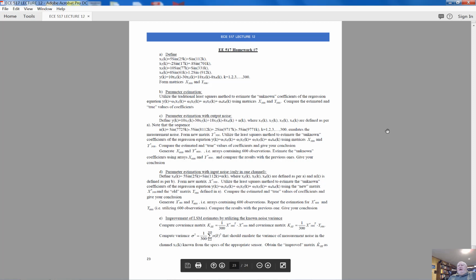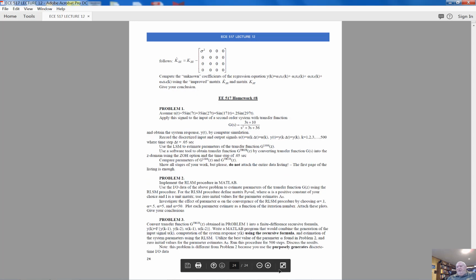And then, of course, I want to offer you homework number 7, and you have to read through this homework. It would require you to use some MATLAB programming, and I think that it is doable for people in this class. And then you can take a look at another homework assignment, number 8, that also requires you to work with the RLSM procedure, perhaps get some insight in the operation of the RLSM procedure.